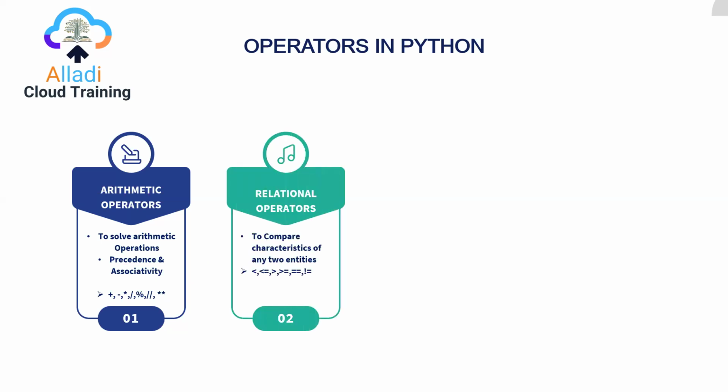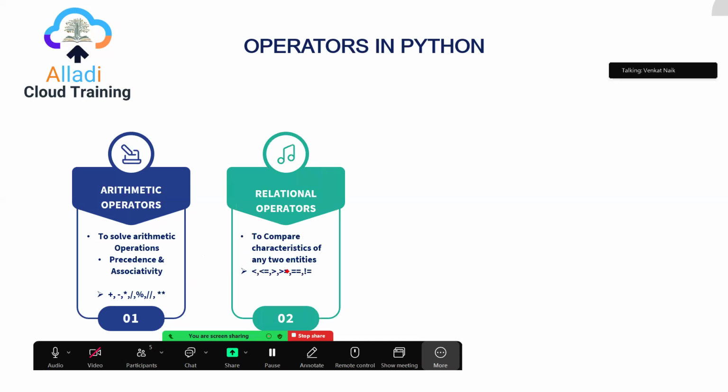Let's come to relational operators. Relational operators we already know mathematically. To compare the characteristics of two entities, like your pass percentage is greater than my pass percentage, your property is greater than my property, your height is greater than my height. All the comparisons wherever required, we apply relational operators, right? And these are the relational operators: less than or equals to, greater than or equals to, double equals to, not equals to. We know mathematically, and programmatically it is also the same. Clear?